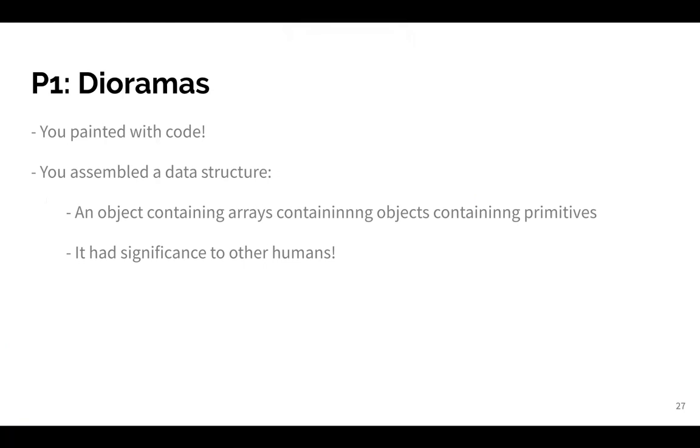But when you were making your dioramas for P1, you were painting with code. You were making data structures that had significance to other humans. Many computer scientists can't do that. They're just like, I got my array of numbers. Apparently I didn't spell check these things either. But you made an object that contained arrays, that contained objects, that contained primitive values.